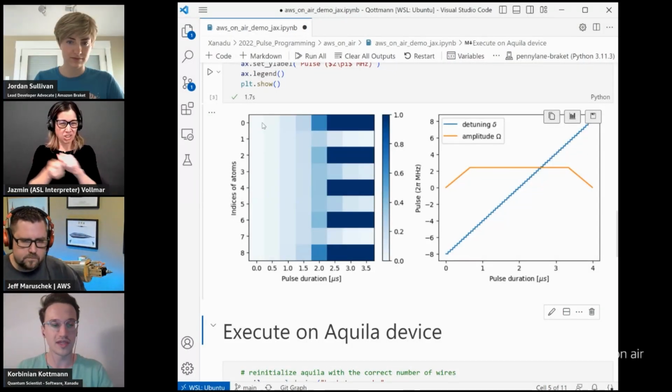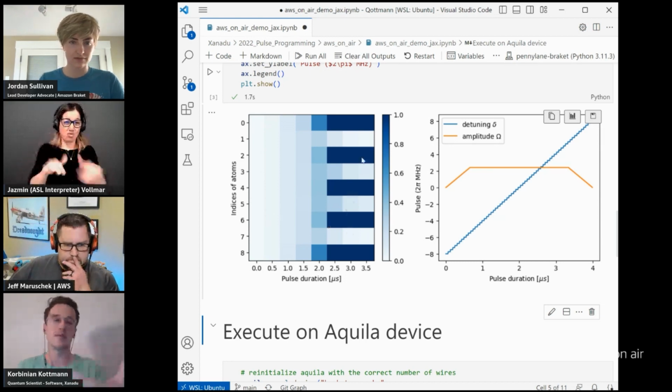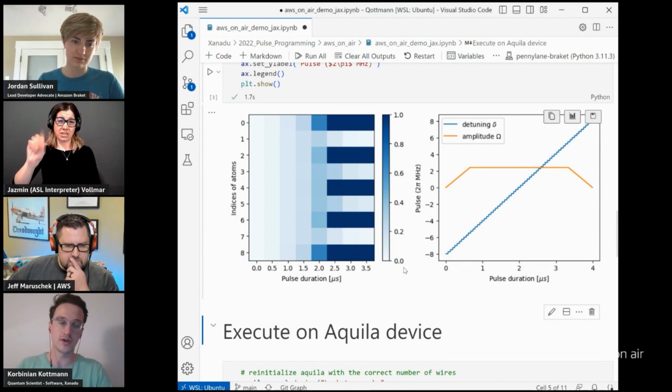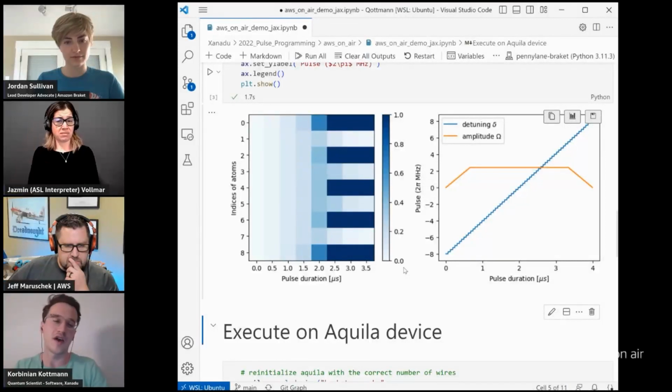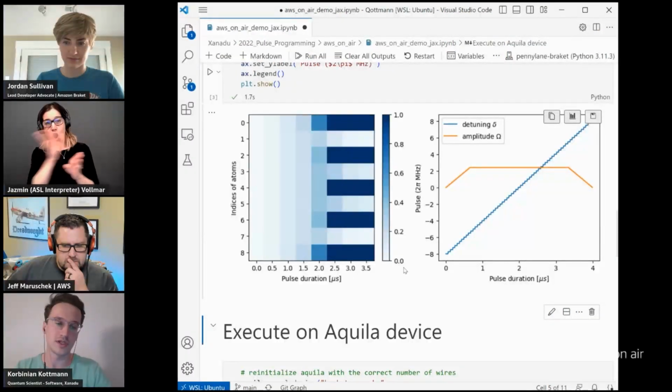So I'm going from this kind of boring state where everything is in the ground state to a pattern emerging. So we now have this pattern of 1, 0, 1, 0, 1, 0, 1, 0, 1, 0. And this is an antiferromagnet. So this is a different phase of matter. Somewhere in between, we crossed the quantum phase transition, and we've performed our quantum simulation.